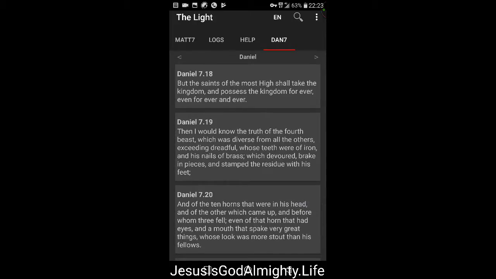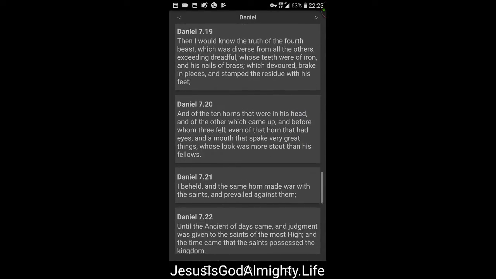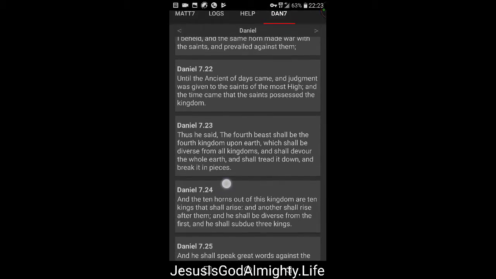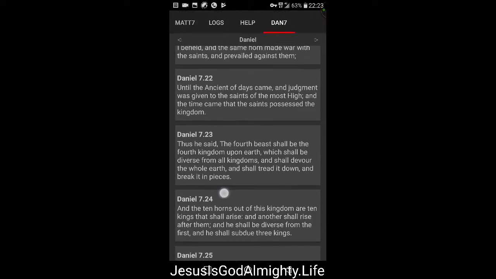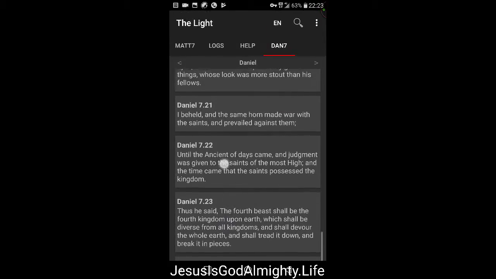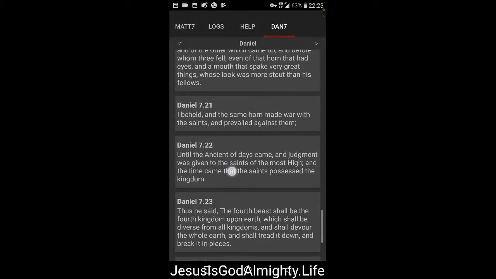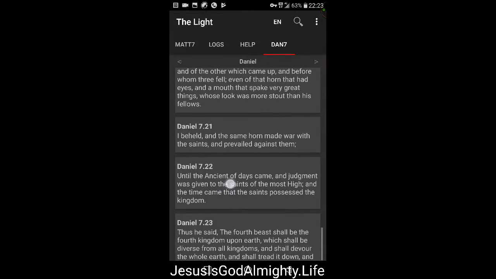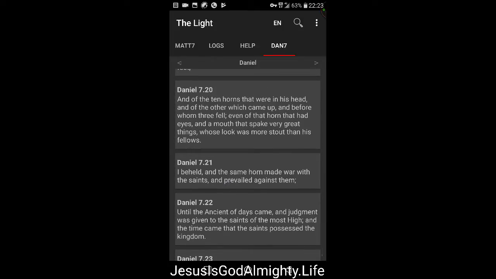Where is it in regards of the thinking to change? That's the little horn. Where's the little horn? So until the Ancient of Days came, and judgment was given to the saints of the Most High, and the time came that the saints possessed the kingdom. Well, that's the future. Okay, here we go. I beheld, and the horn made war with the saints and prevailed against them. Who would that be? Well, that's Rome, the beast, the beast of the number 666.